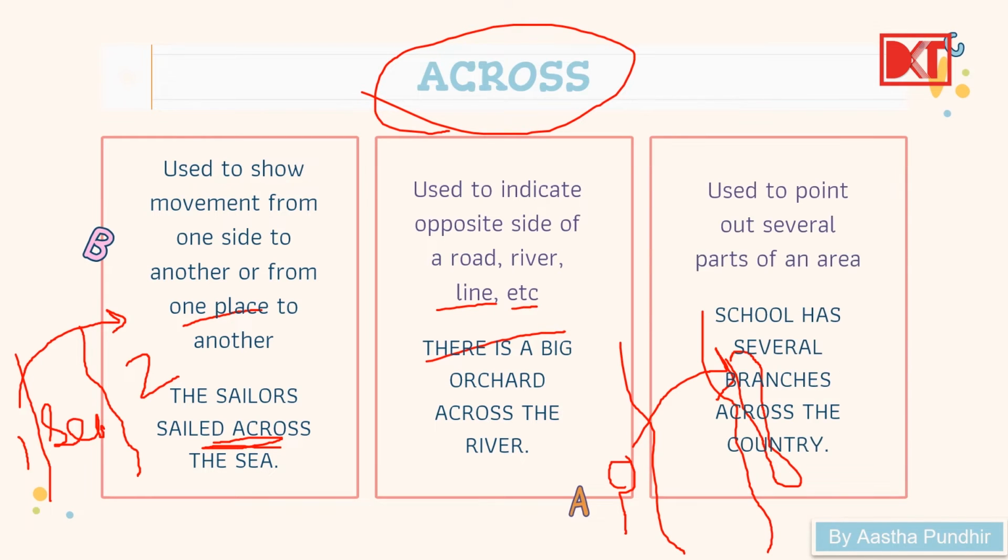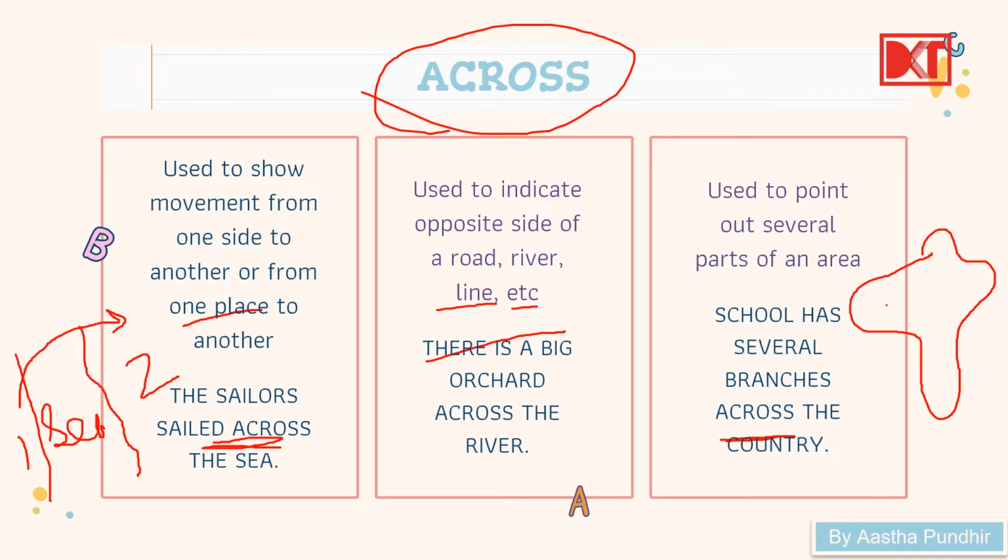So the next one could be this. Used to point out several parts of an area. Now school has several branches across the country. मतलब पूरी country जो है, ठीक है, उसके across there are various branches of the school. So all over the country, several parts of an area. We are pointing out several parts of an area by saying that school has several branches across the country. This is for across. Let's move on to the next preposition.